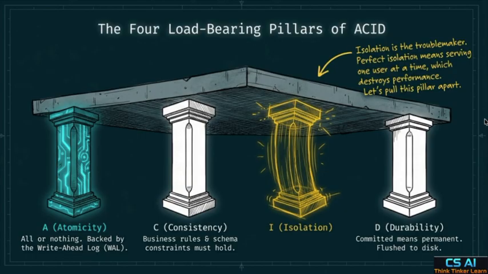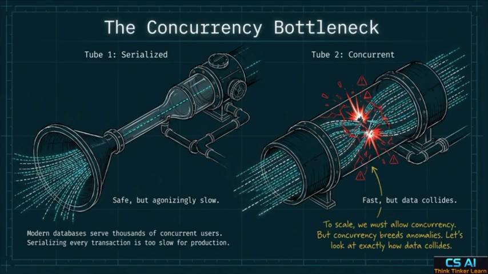The reliability of this system rests on four load-bearing pillars of ACID. Atomicity ensures all or nothing execution, usually backed by a write-ahead log or WAL. Consistency ensures business and schema rules are never violated. Durability guarantees that once a commit happens, it's flushed to the physical disk. But isolation is a troublemaker. Perfect isolation means serving one user at a time, which destroys performance. To scale, we have to pull this pillar apart and find a compromise.